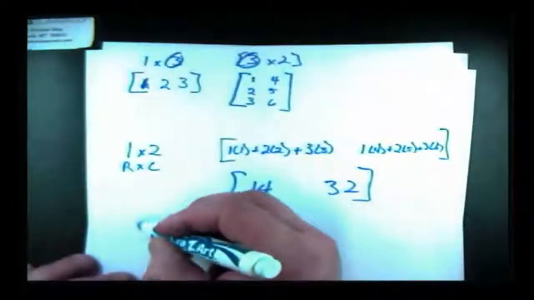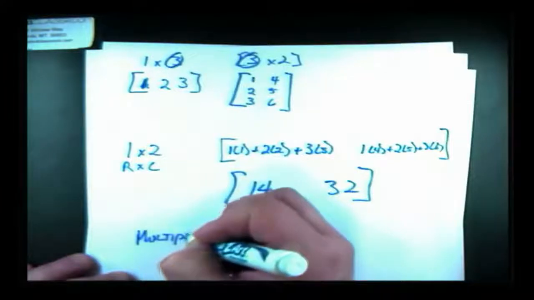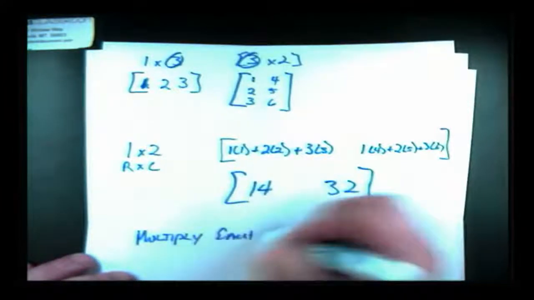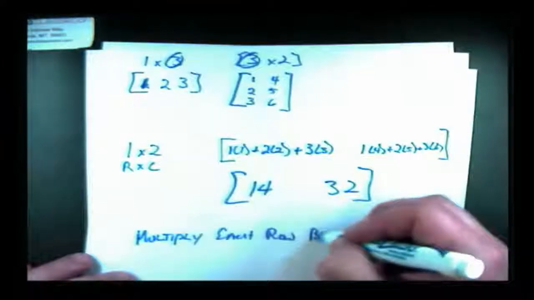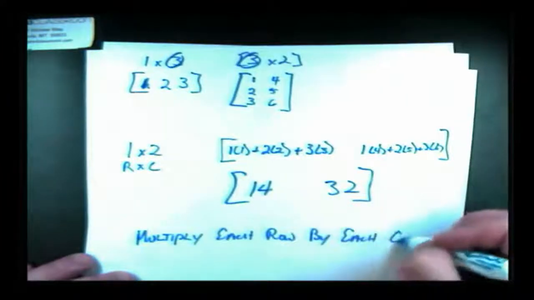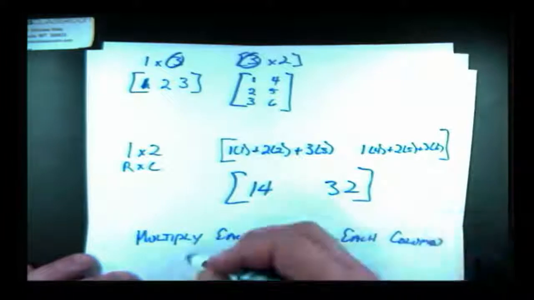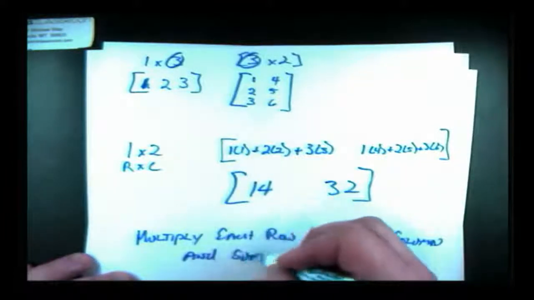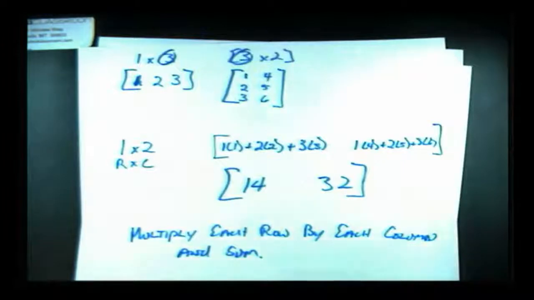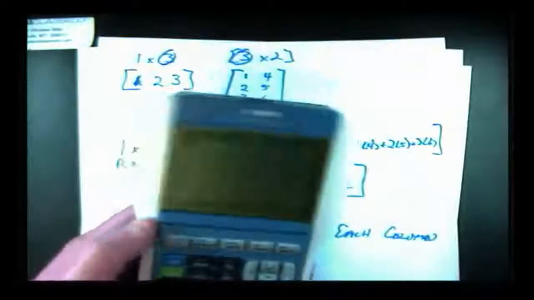These two on the inside need to match, and the resulting matrix is going to be whatever's on the outside. And it's row by column. Multiply each row by each column, and sum. So that's a little tricky, but I'm going to show you real quick how to do that in your calculator. So let's see if I got it right. I made this up off the top of my head, so I could be wrong.